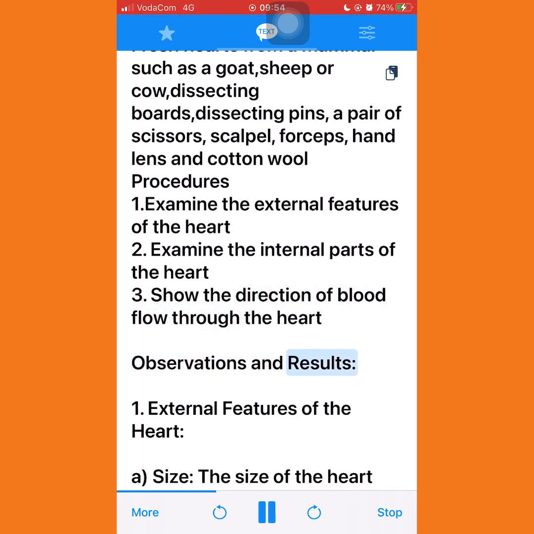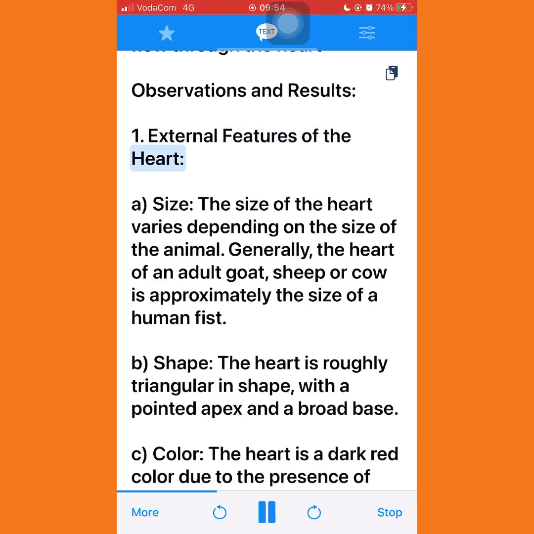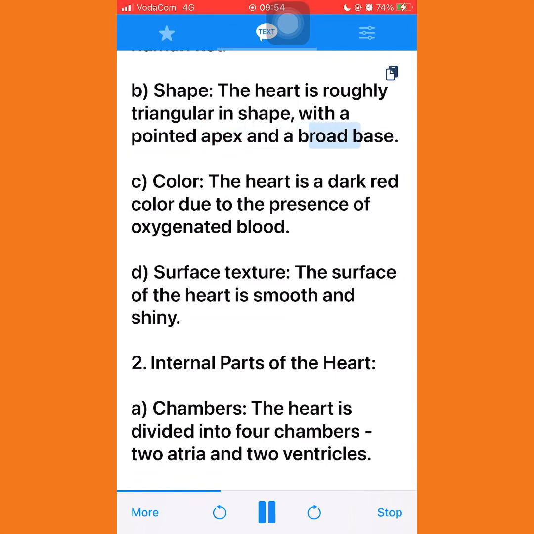Observations and results. 1. External features of the heart. A. Size. The size of the heart varies depending on the size of the animal. Generally, the heart of an adult goat, sheep or cow is approximately the size of a human fist. B. Shape. The heart is roughly triangular in shape, with a pointed apex and a broad base. C. Color. The heart is a dark red color due to the presence of oxygenated blood.